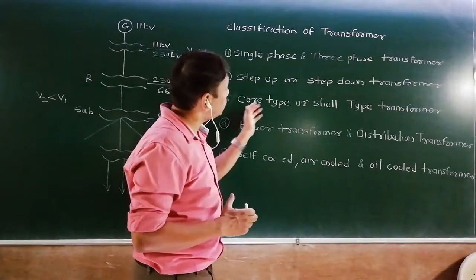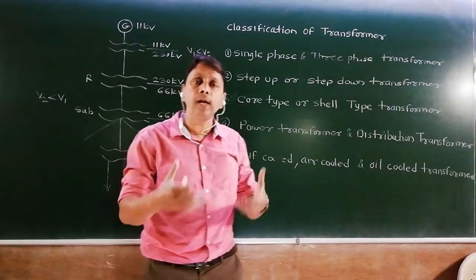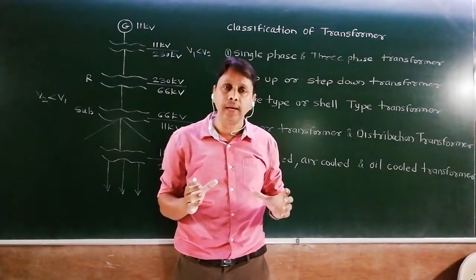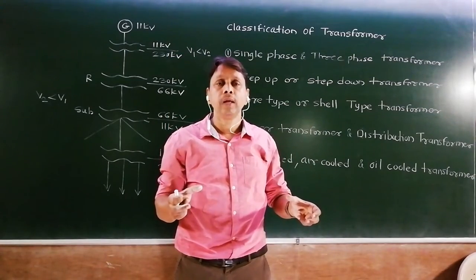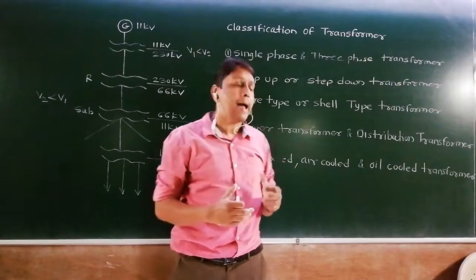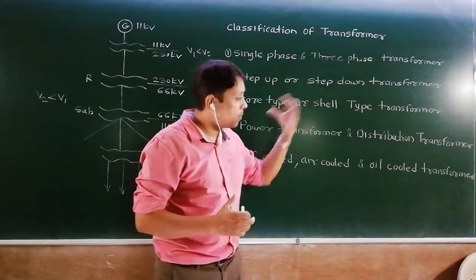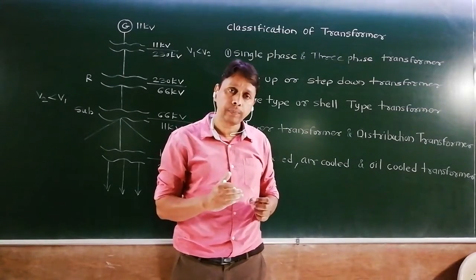Then third, core type and shell type transformer. It is actually about the construction of the transformer. In a transformer there are two windings, the primary winding and the secondary winding. How we keep all these vertical limbs, how laminations are used, and how many limbs there are, accordingly core type and shell type transformers exist. And that we are going to discuss in detail.